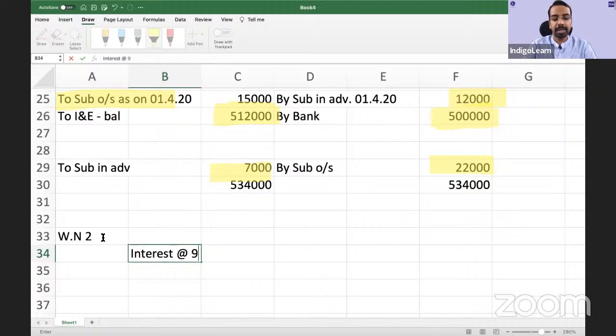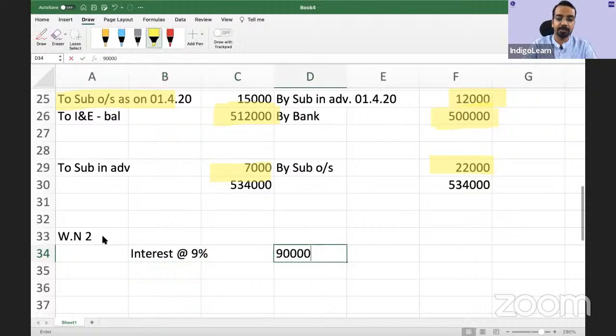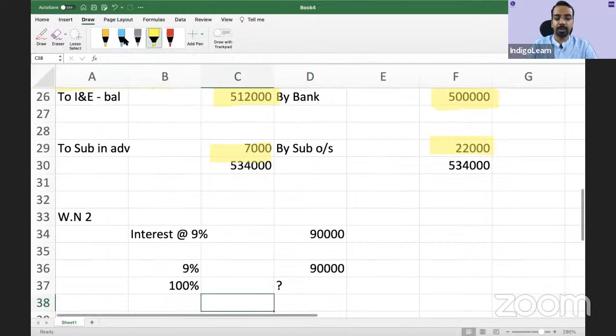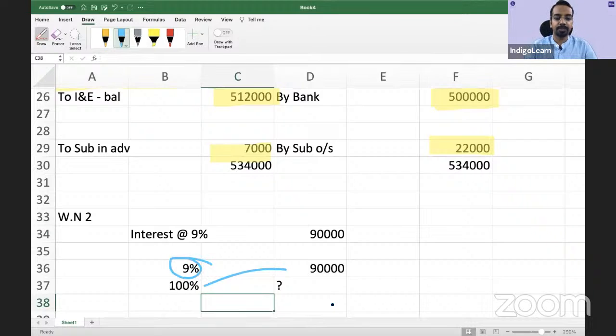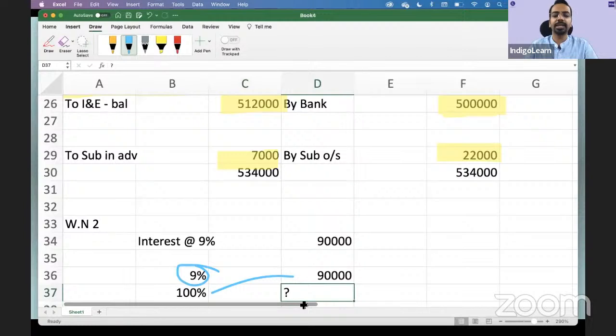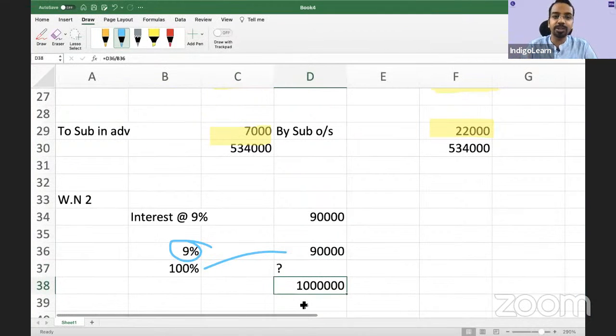Interest at 9% is 90,000. So if 9% represents 90,000, what will be 100%? Simple cross multiplication. You can just take a cross multiplier, this multiplied by this, divided by this. So 90,000 divided by 9%, multiplied by 100%, you'll get 10 lakhs. Now this 10 lakhs is the investment value which has to be shown in the balance sheet.